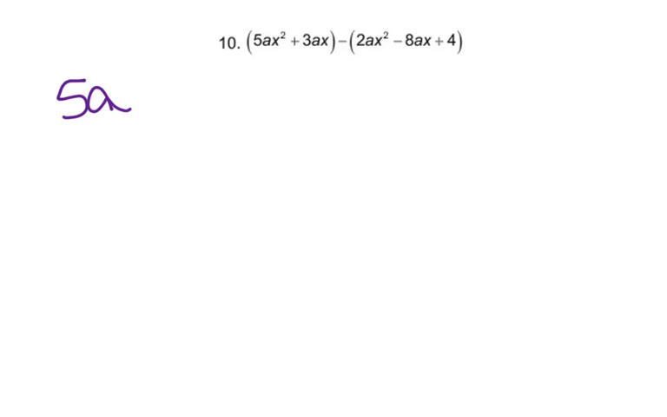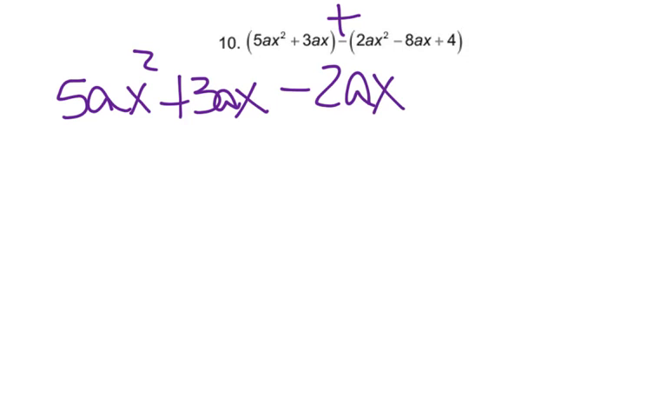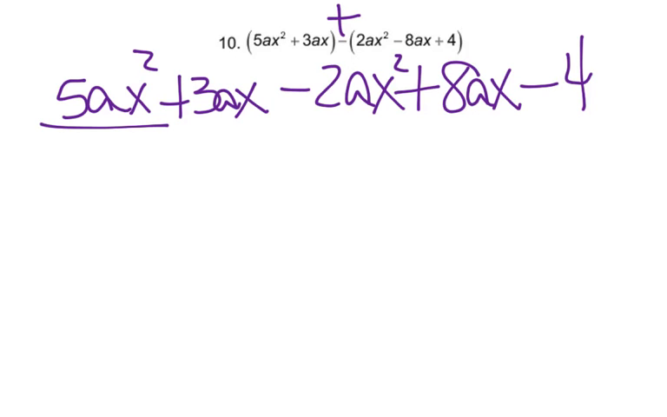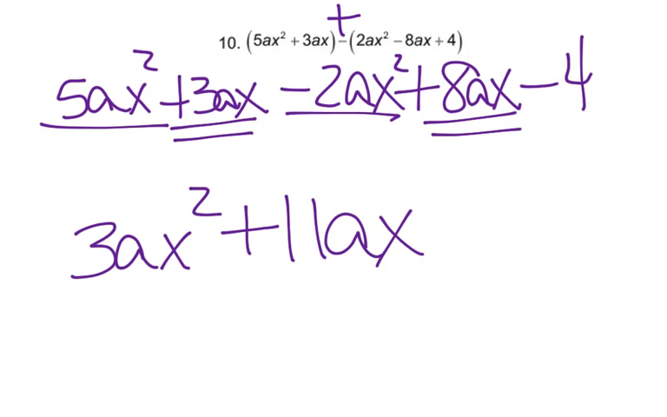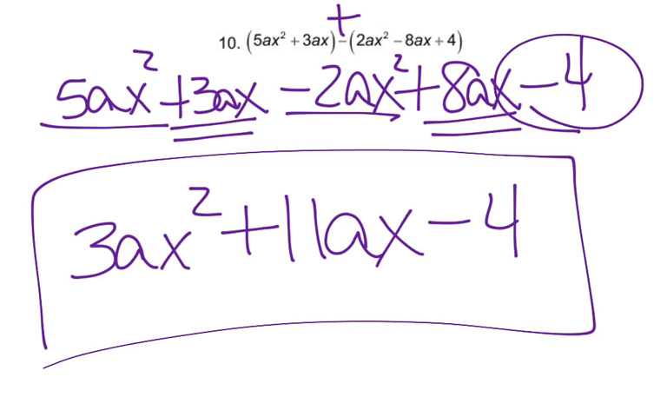So 5ax squared plus 3ax was my leave. Change and use the opposite. So minus 2ax squared plus 8ax minus 4. 5ax squared minus 2ax squared, 3ax squared. 3ax plus 8ax, plus 11ax. This does not have anything to pair up with, so just bring your minus 4 down. That's your answer.